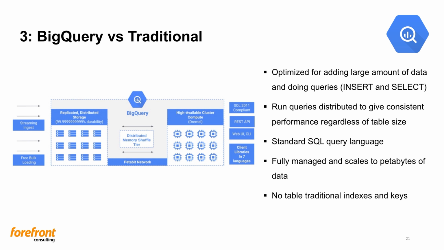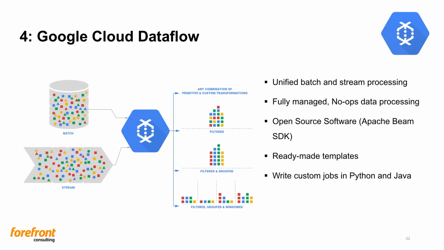A common way to do ETL in GCP, to get the data into BigQuery, is by using a service called Dataflow. And Dataflow is a fully managed batch and streaming data pipeline from Google. It offers horizontal scalability, and it can run jobs that are created with the open source Apache Beam SDK. And you can use ready-made templates, or you can write your own using Python or Java.